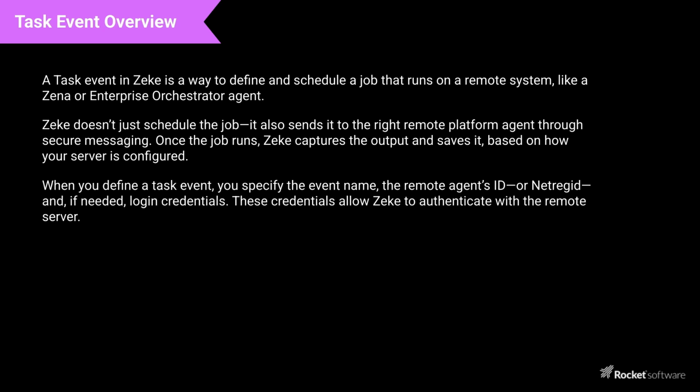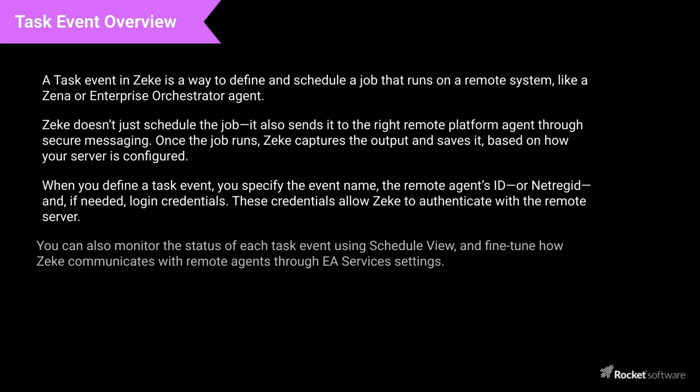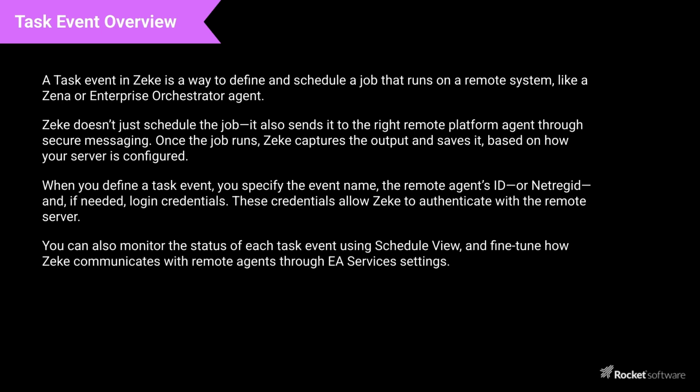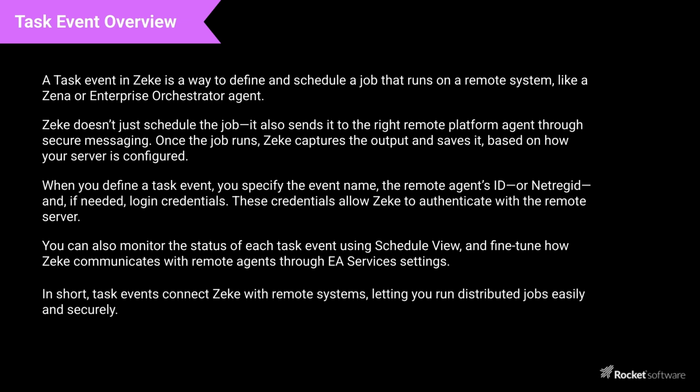When you define a task event, you specify the event name, the remote agent's ID, or netreg ID, and if needed, login credentials. These credentials allow Zeke to authenticate with the remote server. You can also monitor the status of each task event using Schedule View and fine-tune how Zeke communicates with remote agents through EA services settings. In short, task events connect Zeke with remote systems, letting you run distributed jobs easily and securely.